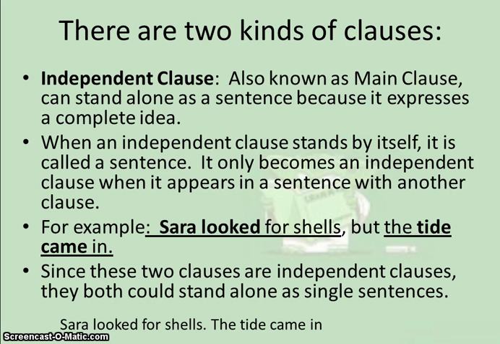So here's an example. Sarah looked for shells, but the tide came in. So here it has two clauses. Each one has a subject and a verb. Sarah looked for shells, the tide came in. So each of those could technically stand by themselves. That's what makes them independent. Since these two clauses are independent clauses, they both could stand alone in a single sentence. Sarah looked for shells. The tide came in.